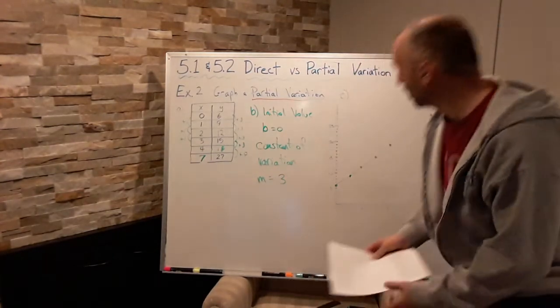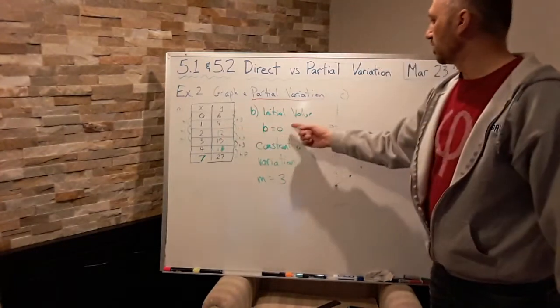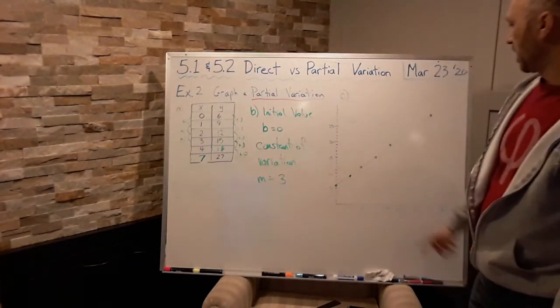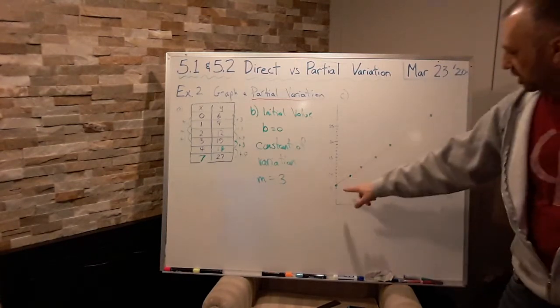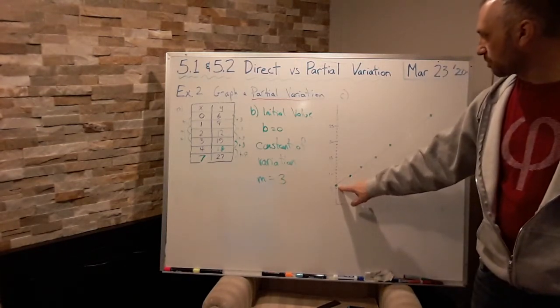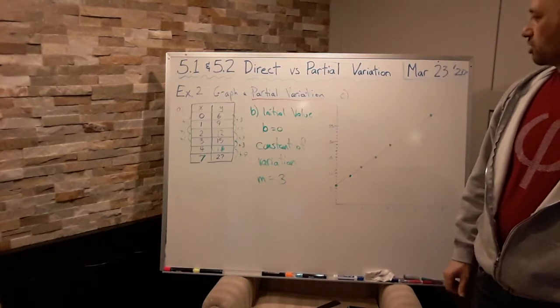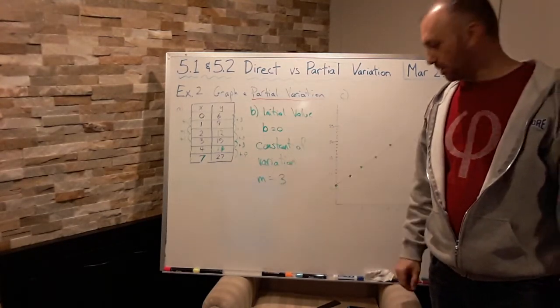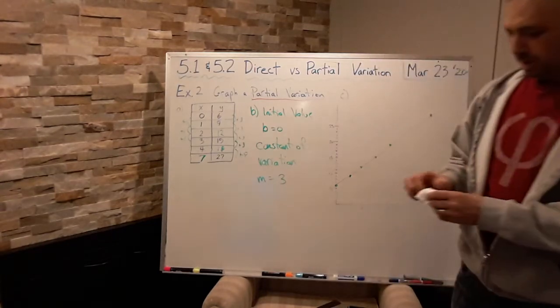So there's our table of values. We know our initial value is 0. Our constant of variation is 3, and the graph looks like this. And you can see the initial value. Anybody catch me on this mistake? Whoa, do you see the mistake? I just saw it now. I didn't see it when I wrote it.